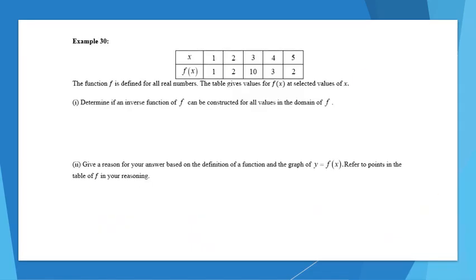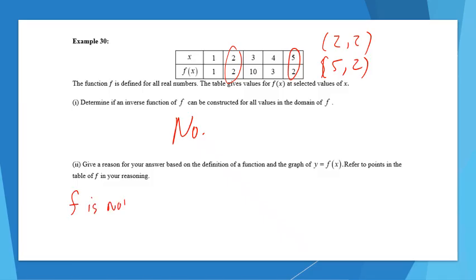And then one more example to wrap it all off. Determine if the table is invertible or not, or if an inverse function of f can be constructed for all values in the domain. Here we see you got the coordinates 2, 2, and 5 comma 2. So this would be no. And then I would say f of x is not 1 to 1, because f of 2 equals 2 and f of 5 equals 2. And that would be my answer there.